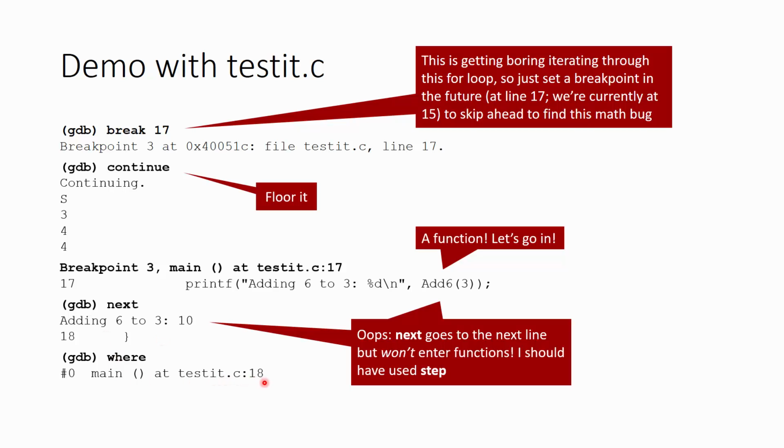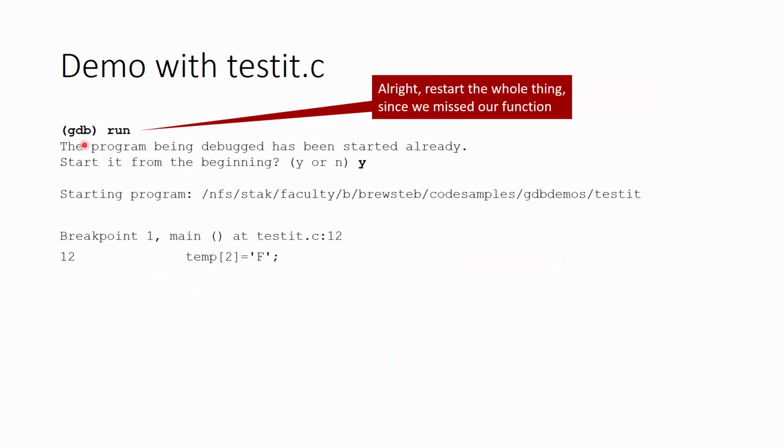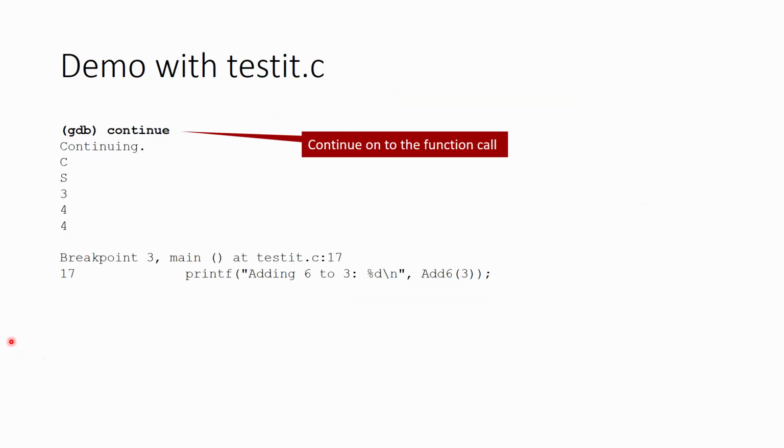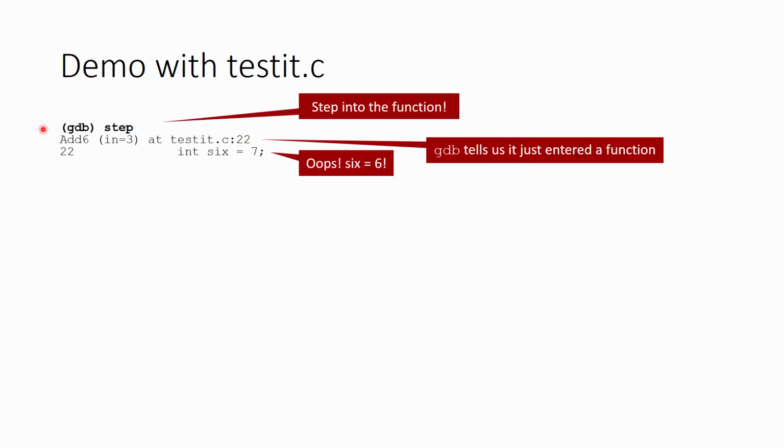Where tells us, yep, I'm at line 18, not where I want to be. So run to restart the whole thing, jump at 13, and then our breakpoint is still there, so our breakpoint stops us at the next part. Then we're going to continue, and that will continue down to our next breakpoint, the one at 17. This stopping here at 13 was necessary to dodge that seg fault error that's still in the code.